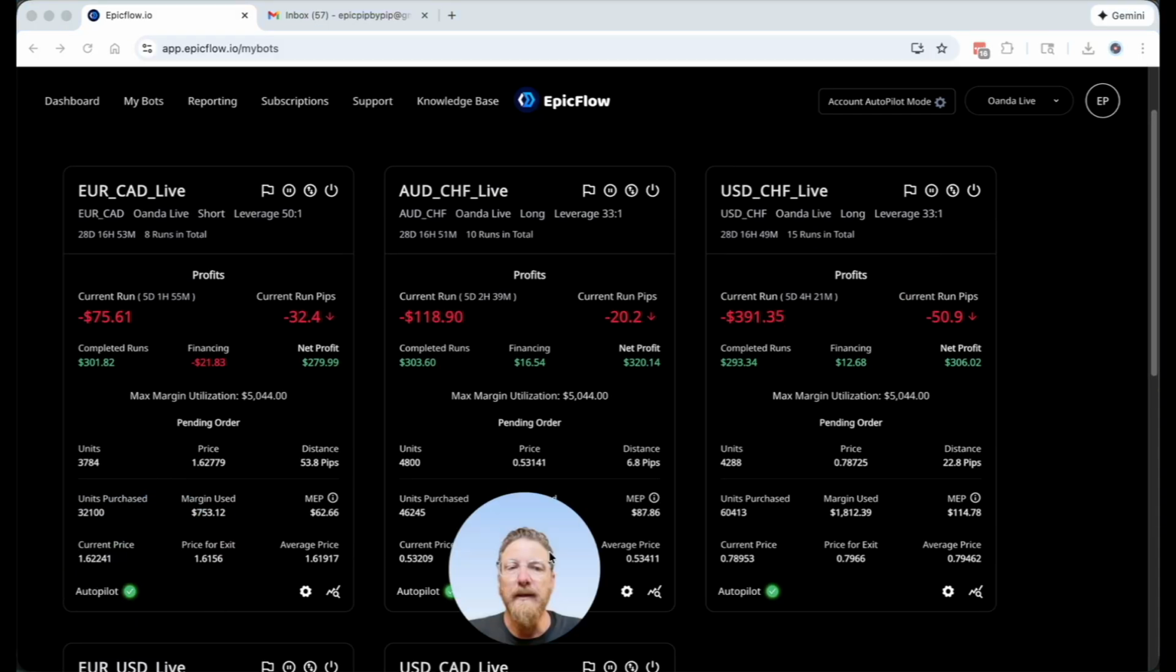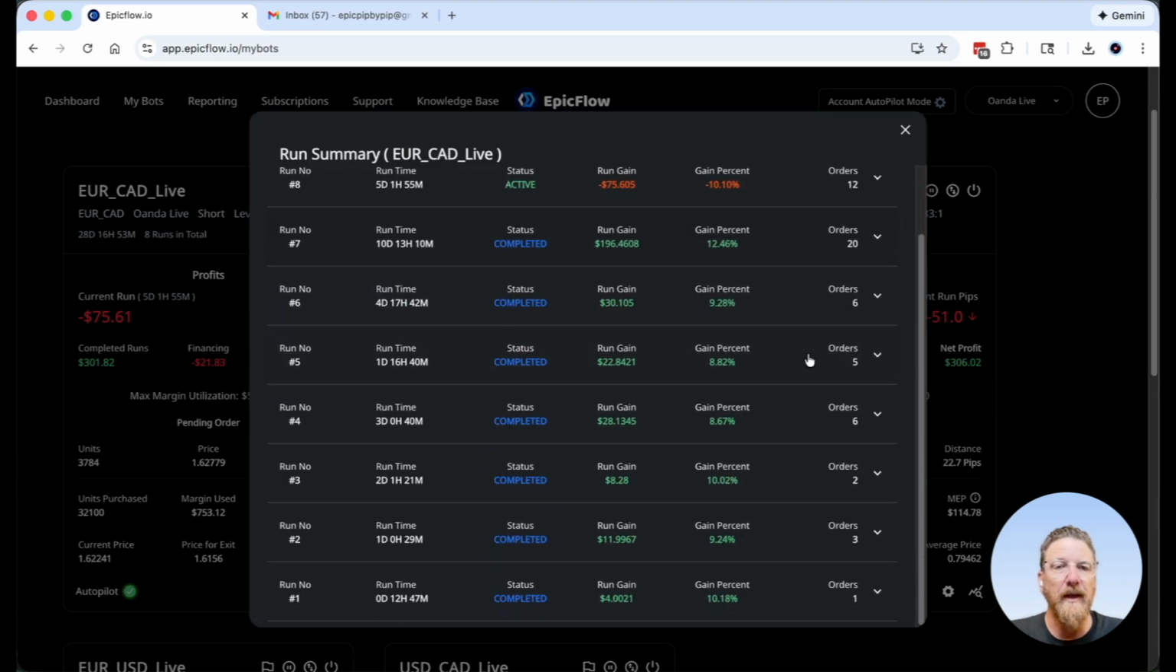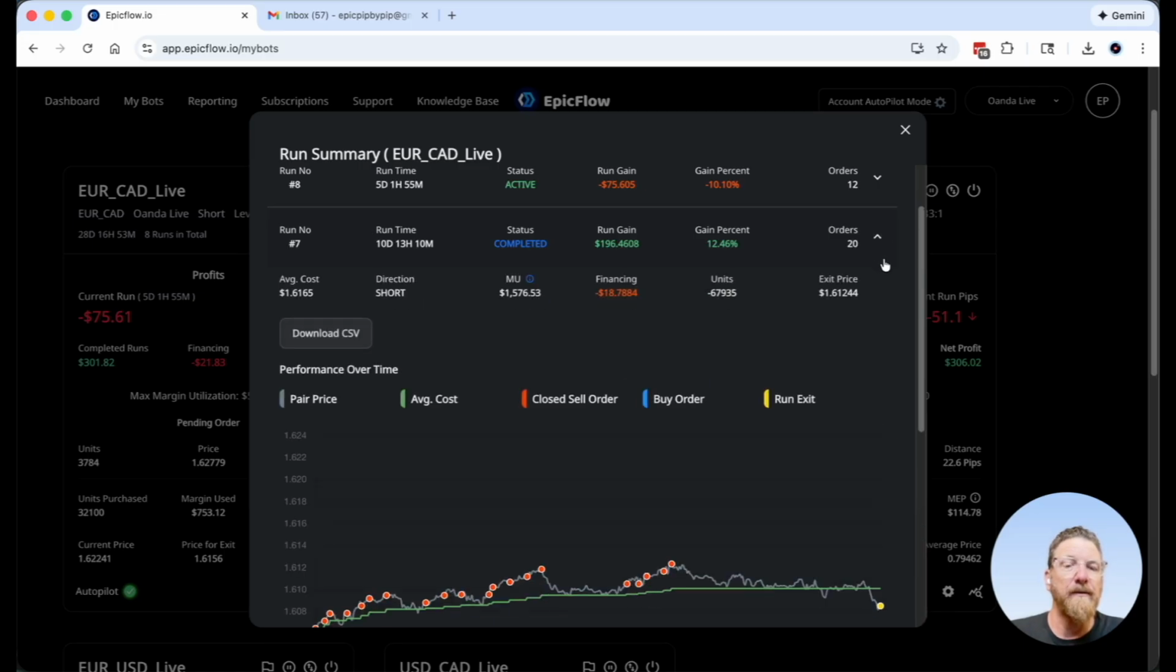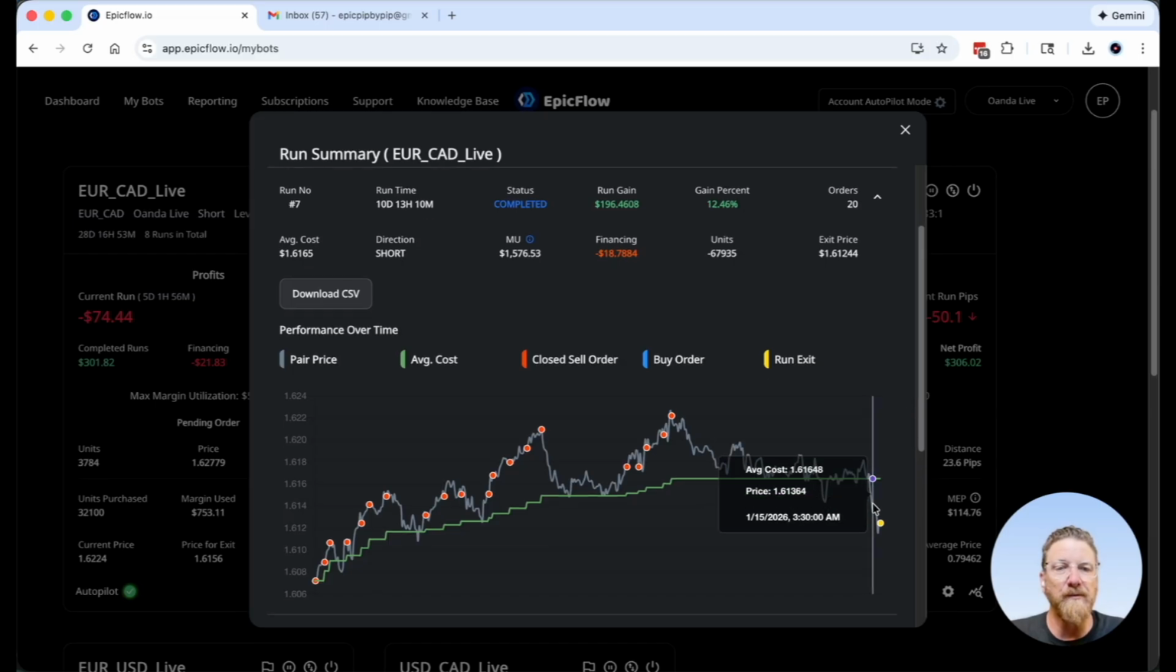So if we take a look here, we can see that in the first month, our EuroCAD is on its 8th run, so it had 7 exits. We can see each of those exits here, and each one exited for, we'll say, an average of about 10% on the margin used. This was an excellent exit here of $196 with 20 orders. This is a short, so remember, it's an inverse graph. And we took advantage of this run down, if you will, this price drop of EuroCAD, which was last week. So that ran and exited for a 12.5% return.